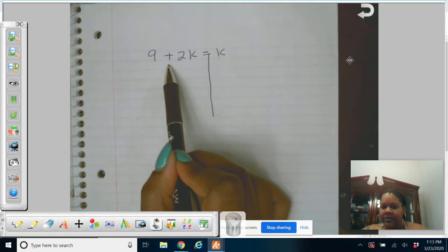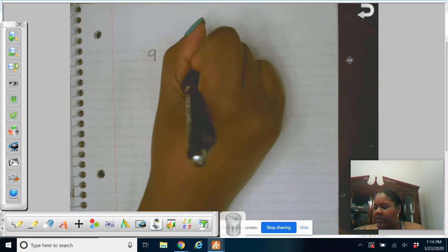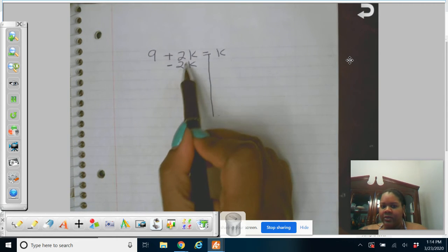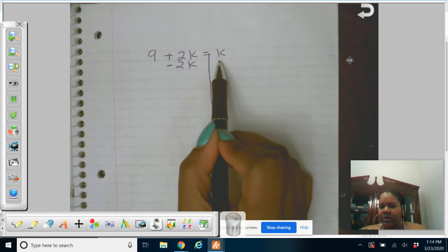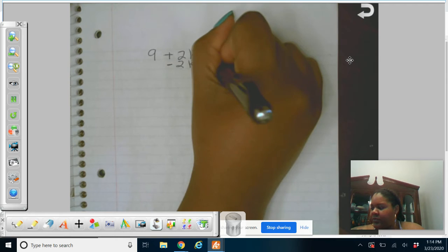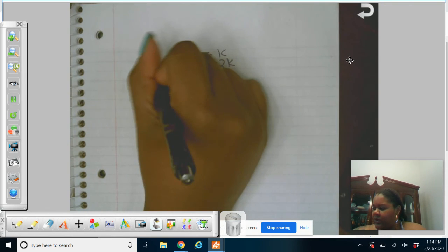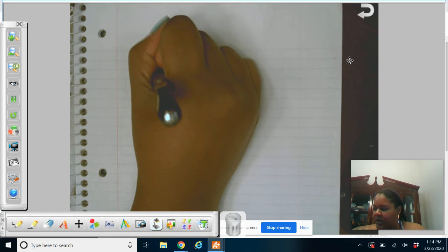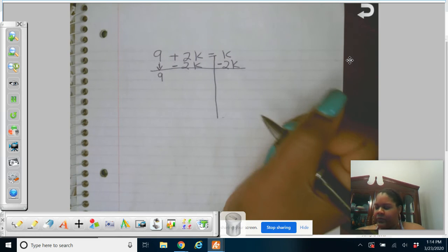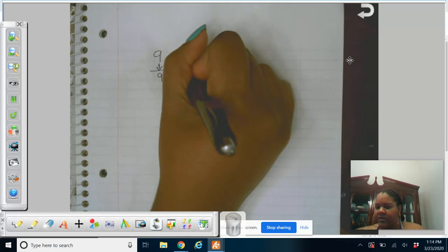Now this 2k is positive, has a plus sign in front, so I have to do the inverse. I'm going to subtract 2k from this side so that I can zero this out. Remember, if I subtract over here, I have to do the same thing over here. Whatever I do to one side, I do to the other side. Now I'm just going to do some math. Bring your 9 down, so 9 stays the same. Positive 2k minus 2k cancels out, so 0.